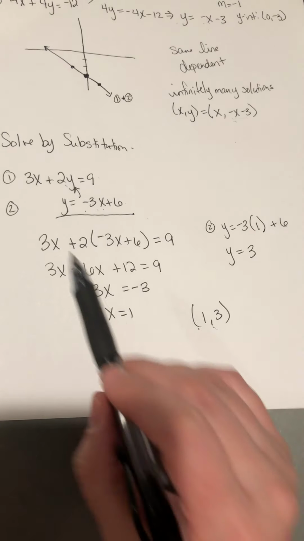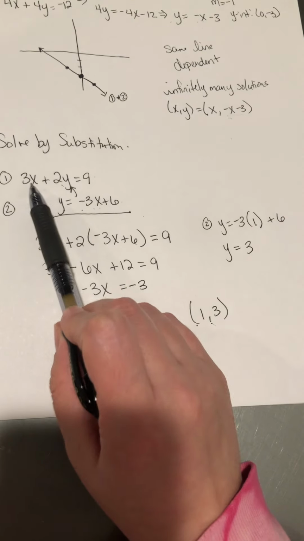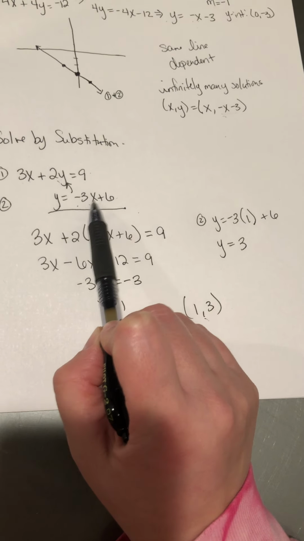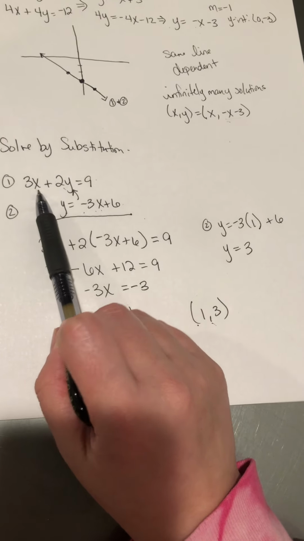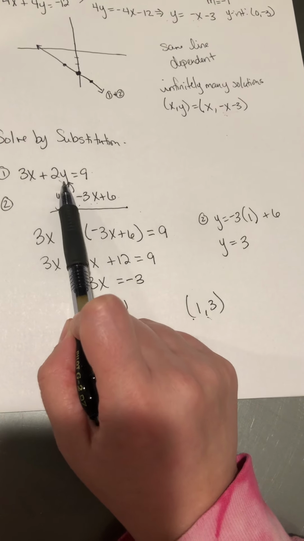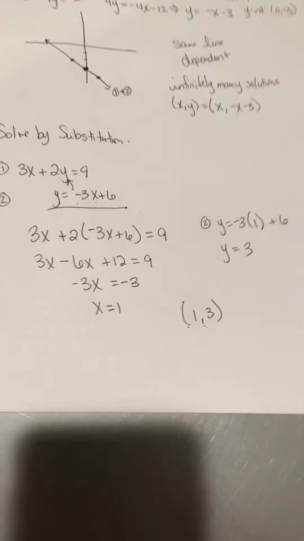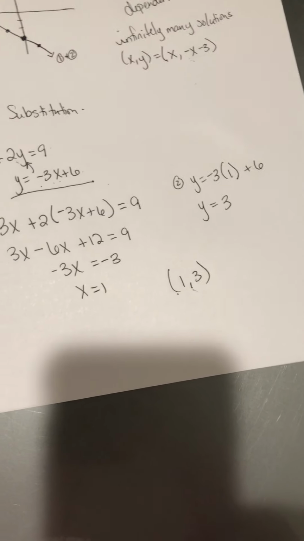And again, you can check it. It will work. If you plug in here, negative 3 times 1 plus 6 is 3. And then up here, 3 times 1 is 3, plus 2 times 3. 2 times 3 is 6. 6 plus 3 is 9. So it does work. So you can always check.